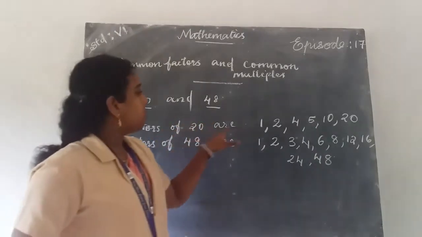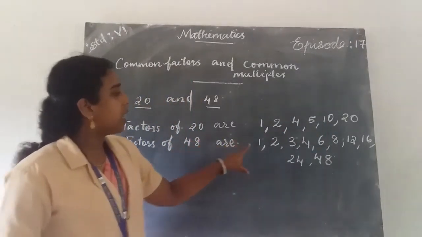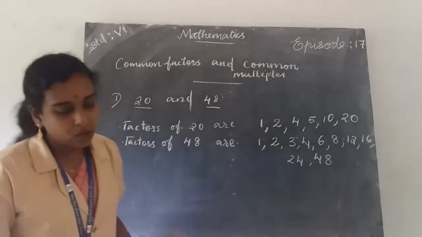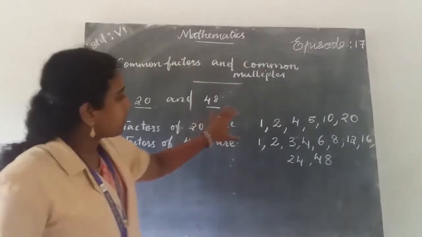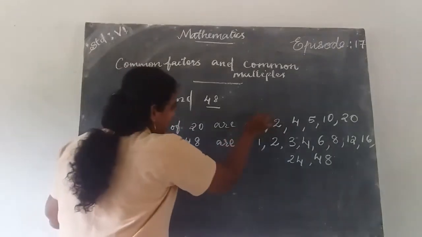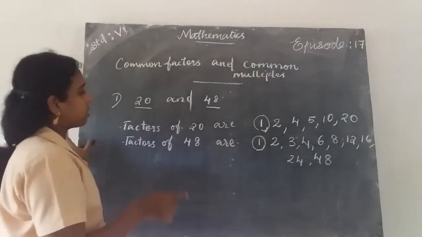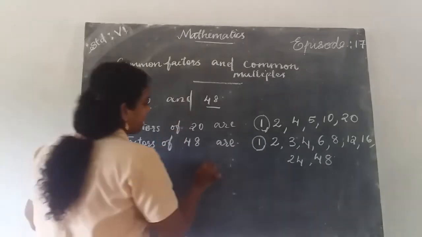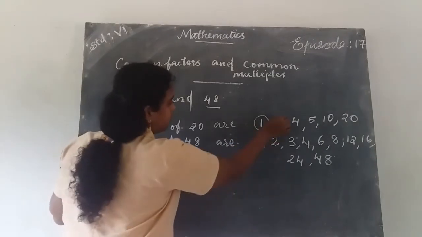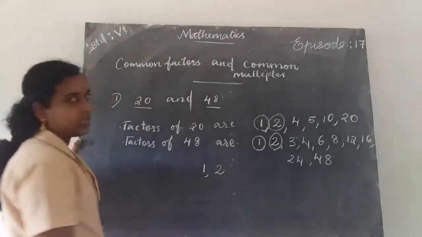So factors of 20 are 1, 2, 4, 5, 10 and 20. Then factors of 48 are 1, 2, 3, 4, 6, 8, 12, 16, 24 and 48. Now just look at the factors of these two numbers, which are common in both numbers. Here 1 is common in 20 and 48. 1 comes under the factors of 20 and 48. So 1 is a common factor of 20 and 48. And the next factor, 2. 2 is also common in both numbers. So 2 is a common factor of 20 and 48.